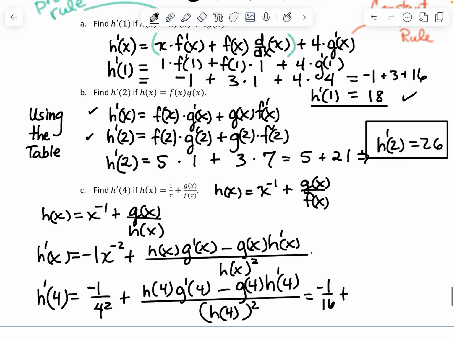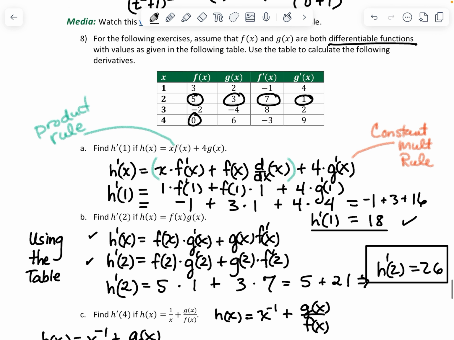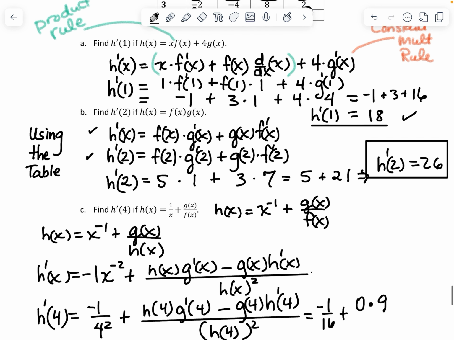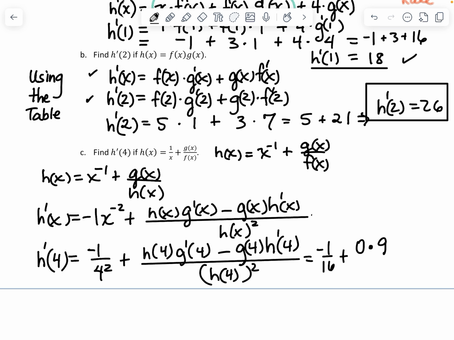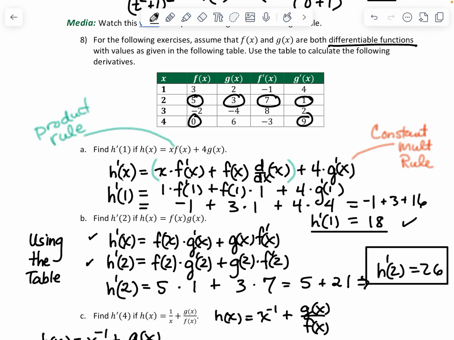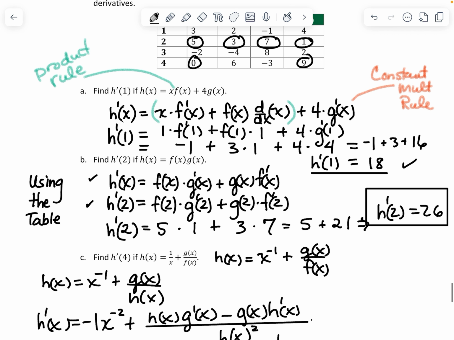I should scroll it down. I'm going to have to go back and forth. 0, and that's going to be times g prime of 4, which I believe is 9. Yep, g prime. And then I've got minus g of 4, which is 6, times f prime of 4, which is negative 3. I'll just put it in parentheses. And then that is all over 0.